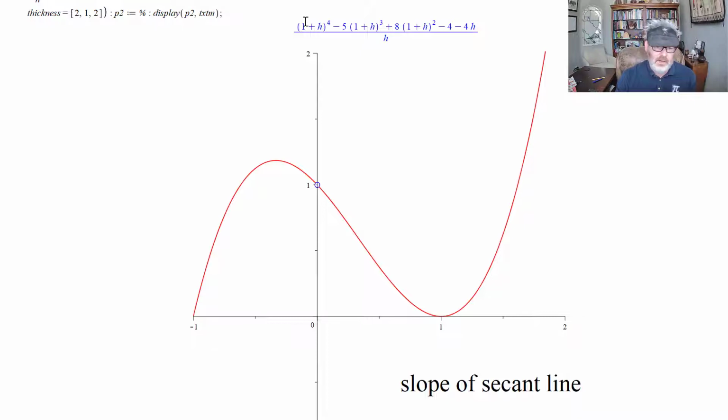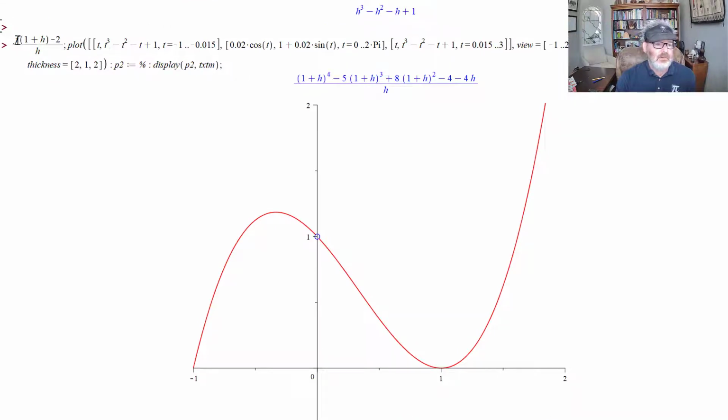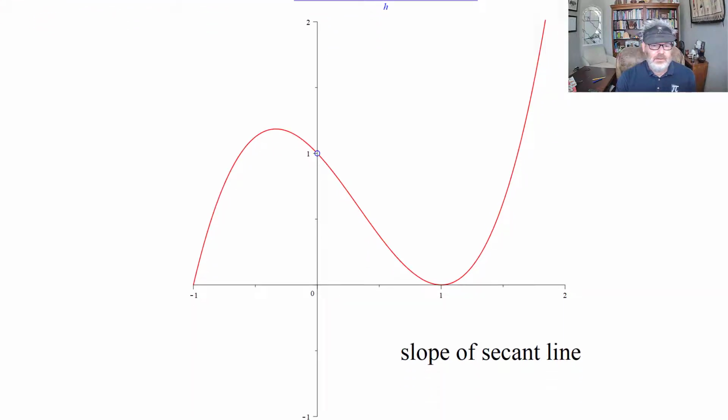Yeah, I should have said it's f of 1 plus H minus f of 1. You can even see that here. So f of 1 plus H minus f of 1. F of 1 was 2, so I just put the minus 2 there. So f of 1 plus H minus 2. So if H is 0, I have f of 1, which is 2, minus 2 divided by 0. I have 0 over 0, which is undefined. But it does have a limit.